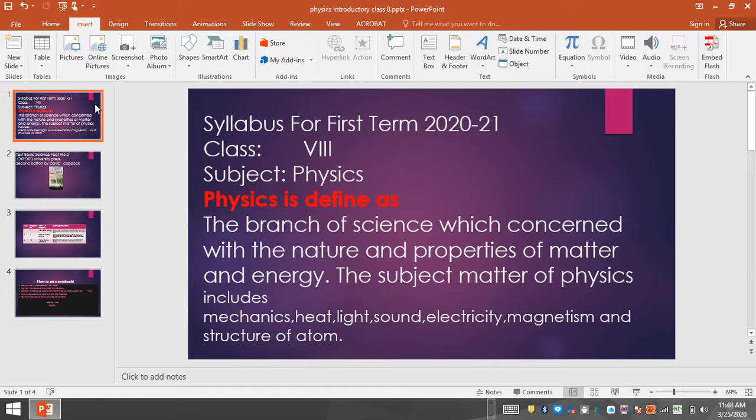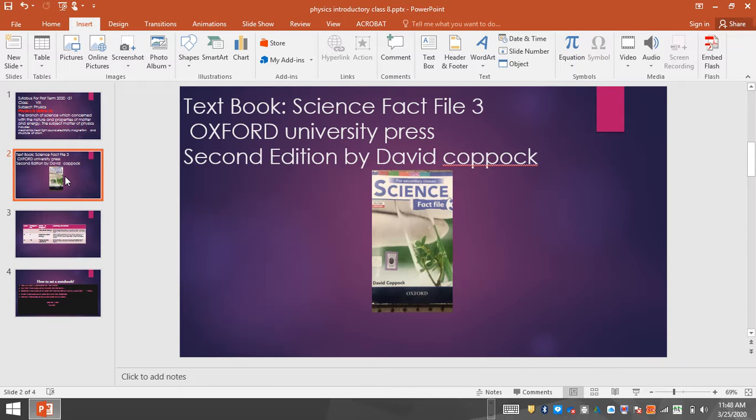Now you will use textbooks, that is Science Fact File 3, for this. You see the image here. It is from Oxford University Press, and it's the second edition by David Kopeck. So you have to buy it, and it is available here in the school, so you will easily get it.